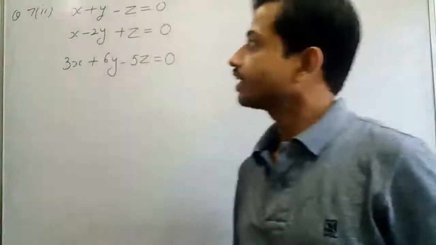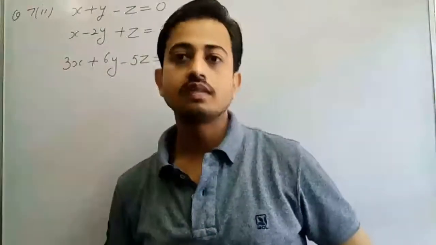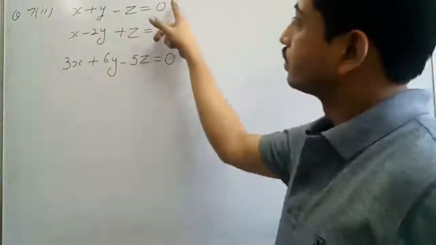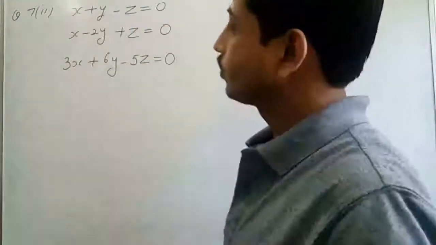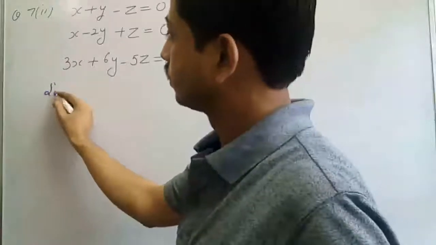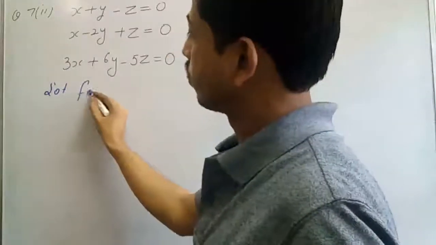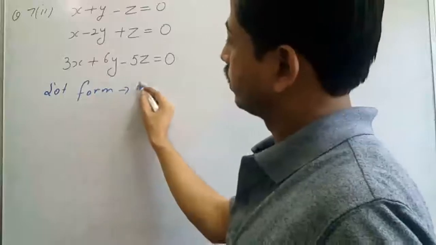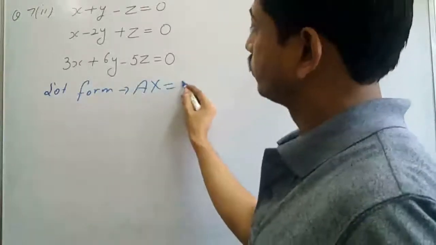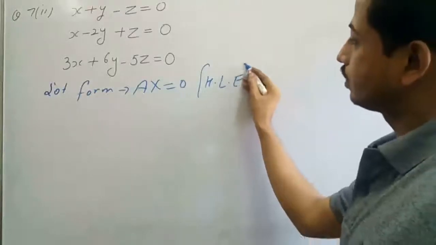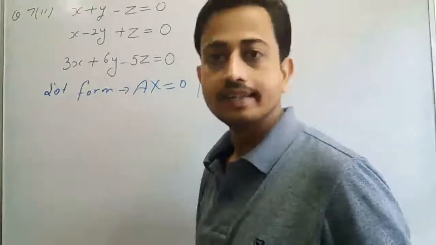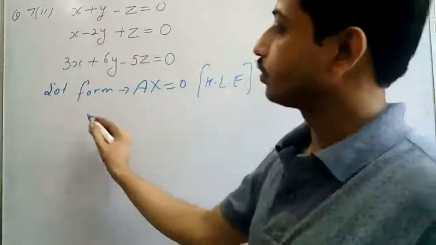Now look at the second part of question number 7. The statement is also a linear homogeneous equation. What do we have to do? The form is Ax is equal to 0. Homogeneous linear equations. So what do we have to do?